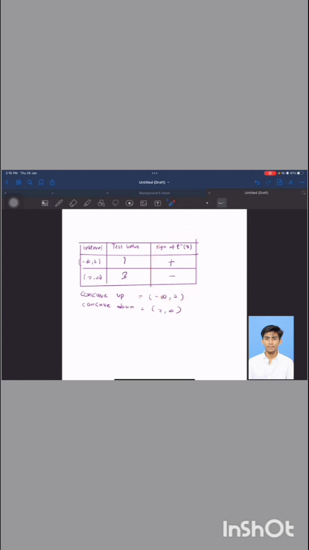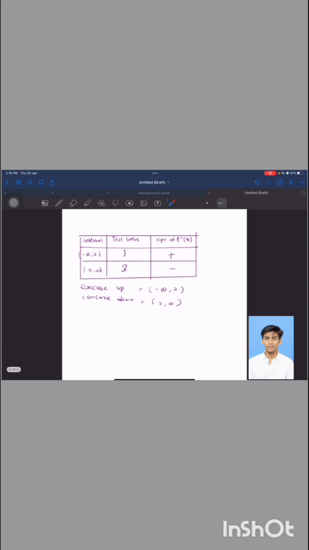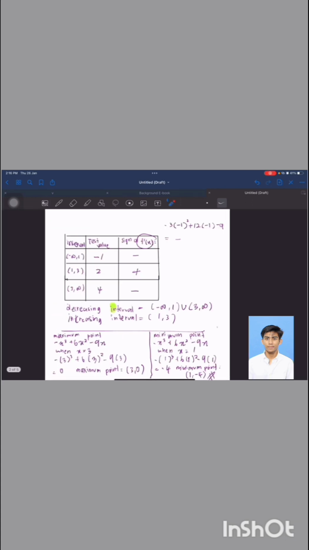You need to justify. You need to write which one is concave up, which one is concave down. So here. So then you need to find the inflection point. How do you find the inflection point? You need to use the first derivative. Same technique like this one.